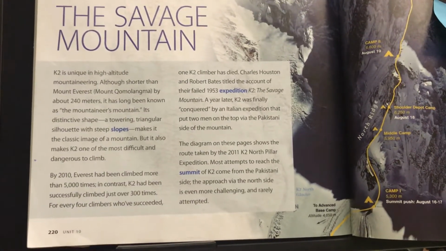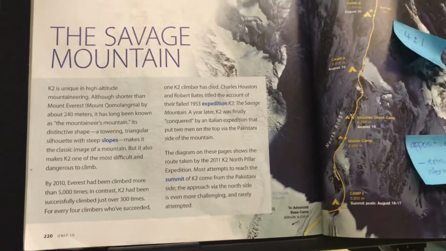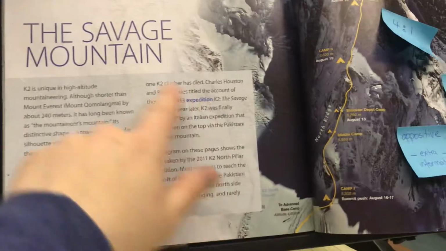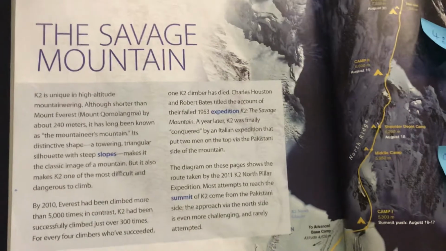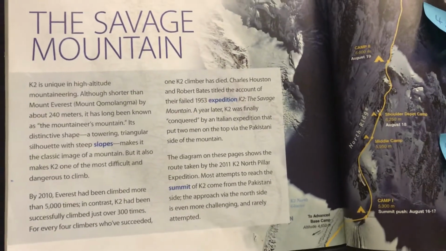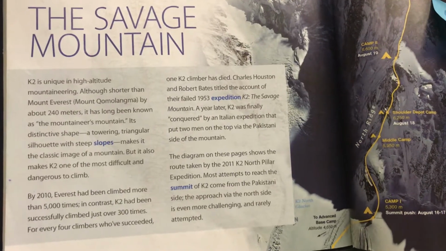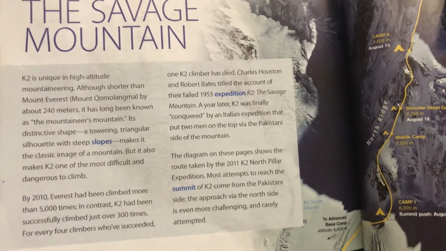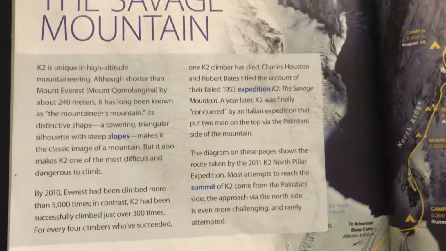Everyone, we're on page 220 of Unit 10, and this is reading 1, The Savage Mountain. So in this video, we're just going to look at the reading passage here and the vocabulary words. So, the Savage Mountain. Now, I know savage means wild and dangerous, like an animal ripping apart its prey. So I know right away this is not a friendly or easy mountain to climb.